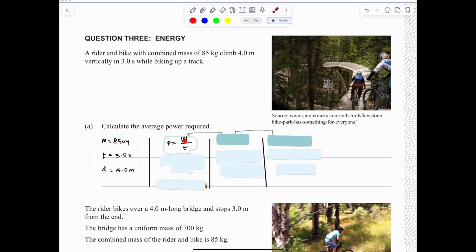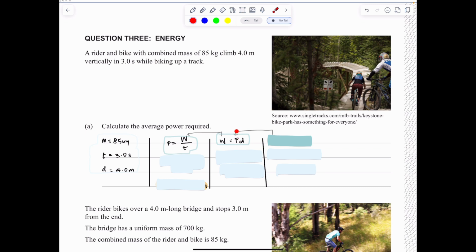What is an equation on your resource sheet that allows us to work out what work is? Yep, it's this right over here. Now that we've got this equation, surely we can work out work and then plug it in here. But we have an issue. We actually don't have a force. We have the distance, but we don't have a force to work out what work is. So we're going to have to work out what force is.